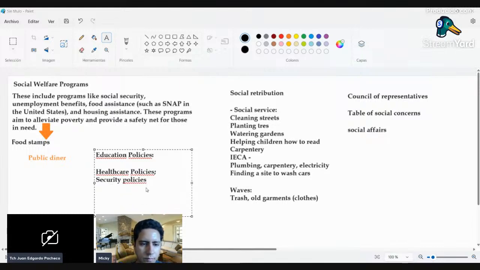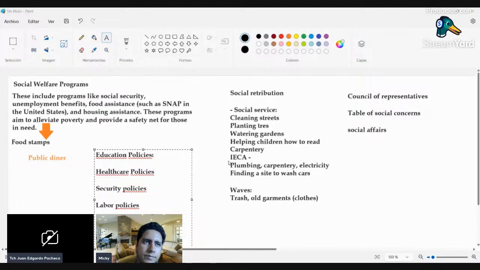And they also include labor policies and criminal justice policies also. So imagine that you are the mayor of Irapuato, right? And then you have different tables. In one table, you discuss educational policies with the corresponding people. In the other table, you discuss healthcare policies. In another table, you discuss security, labor policies, and criminal justice policies. And finally, probably, well, you discuss environmental policies too. Yeah, environmental policies.